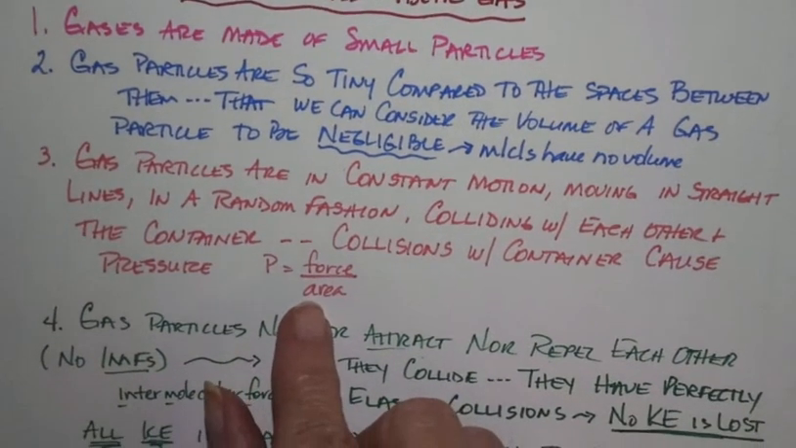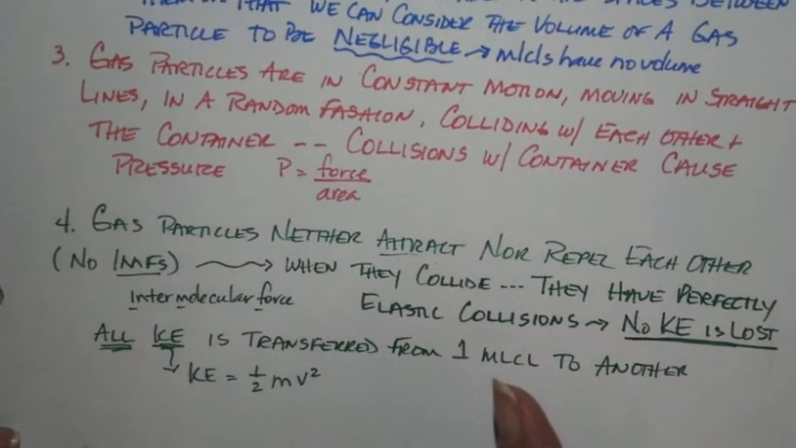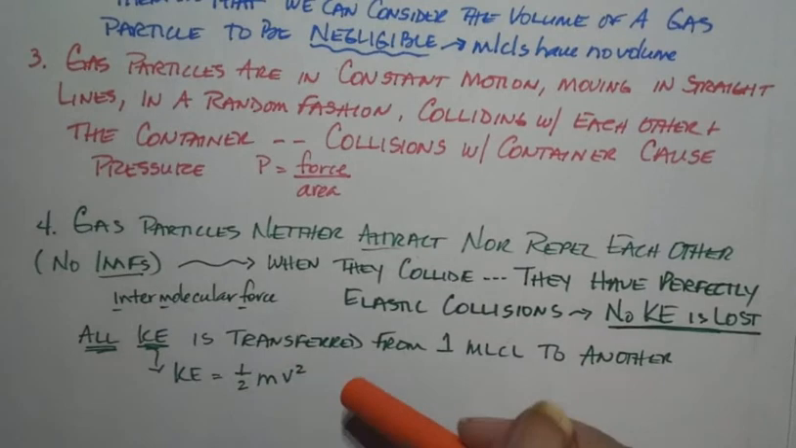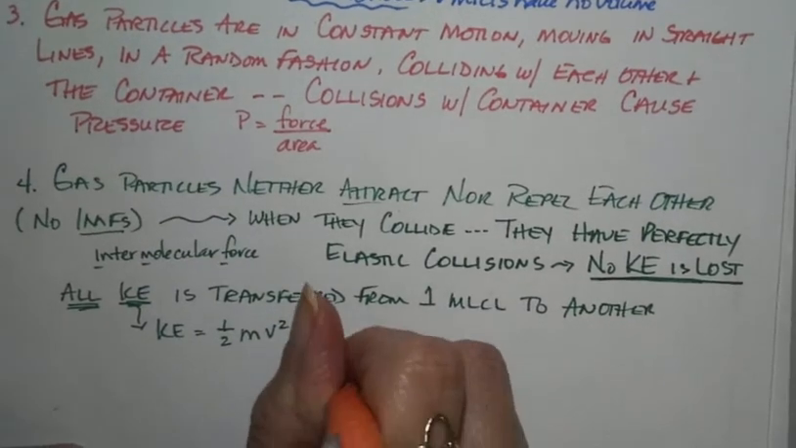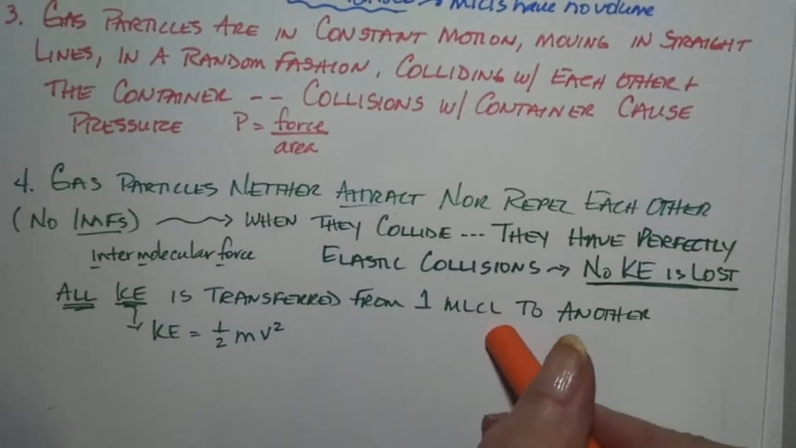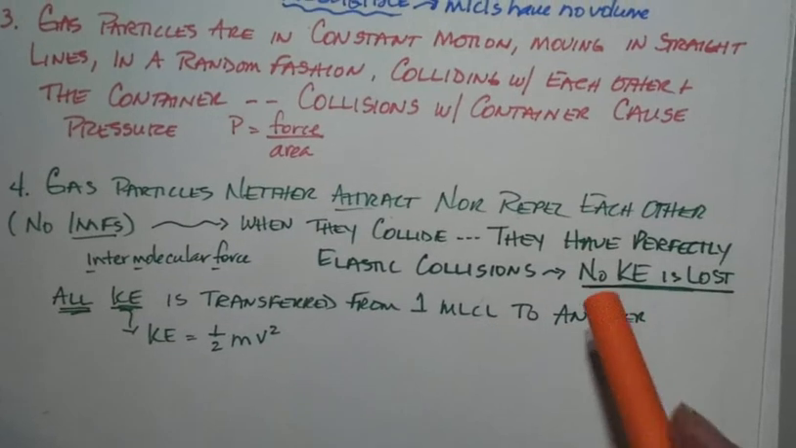The fourth rule is that gas particles don't attract or repel each other. There are no intermolecular forces between them. So when they get closer to each other, they don't push away because they're repelling each other, or suck into each other because they're attracting. So there are no IMFs. And what this does is help it follow along the line in that when they do hit each other, there's no loss of energy. So they are considered to have perfectly elastic collisions.